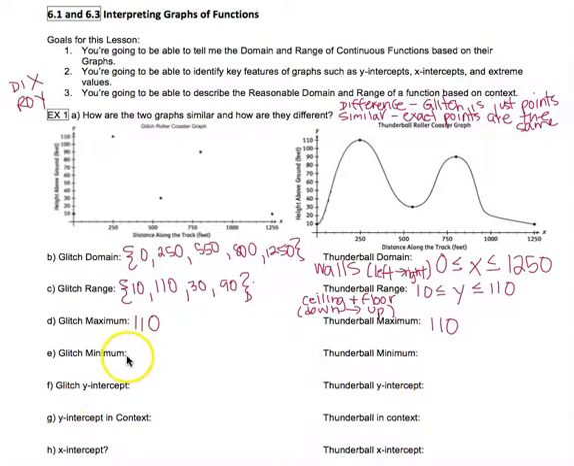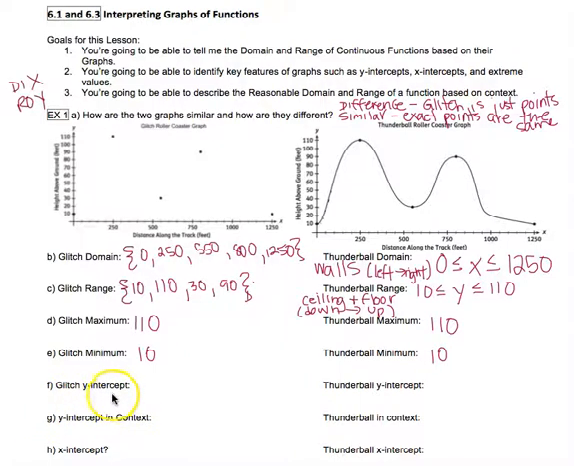Excuse me, glitch minimum, lowest y value. So again, we're only looking at the y's. Min and max are y values. So I look, the lowest y value that I see on the glitch is 10. Over here, look at my range. Yep, it's 10 there as well.